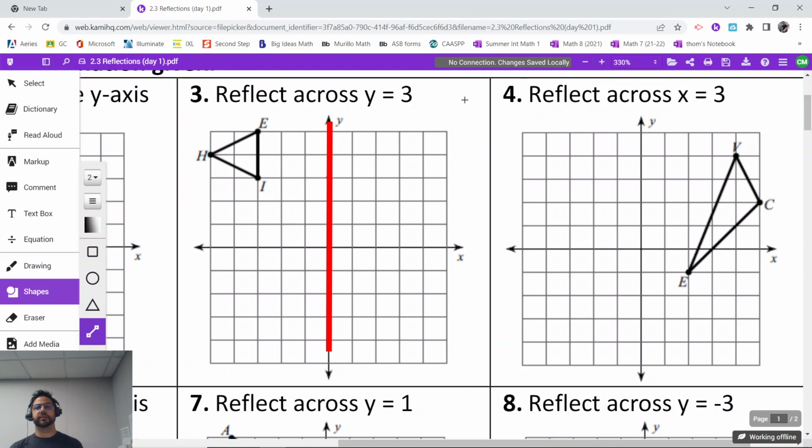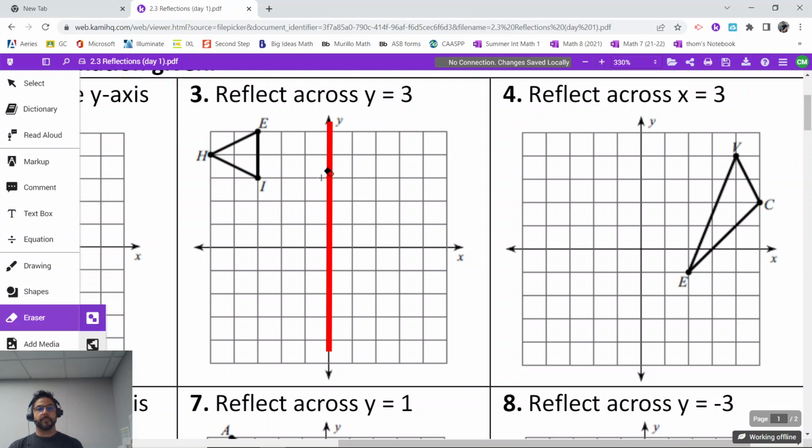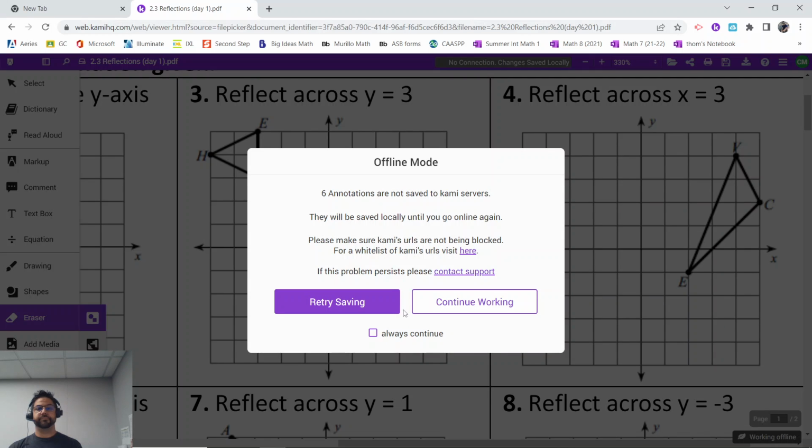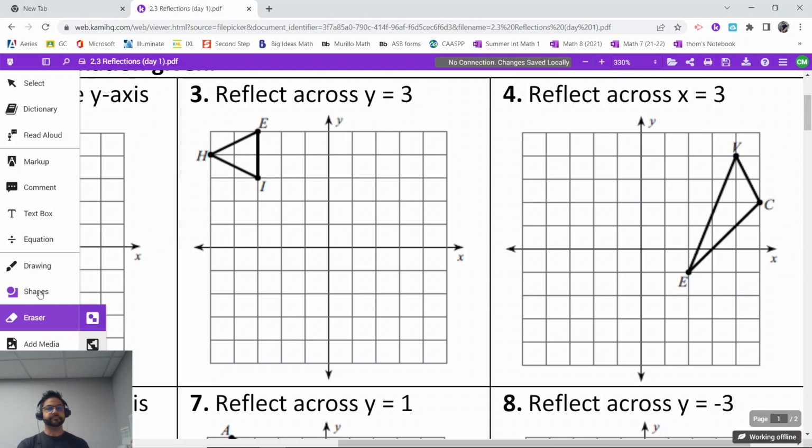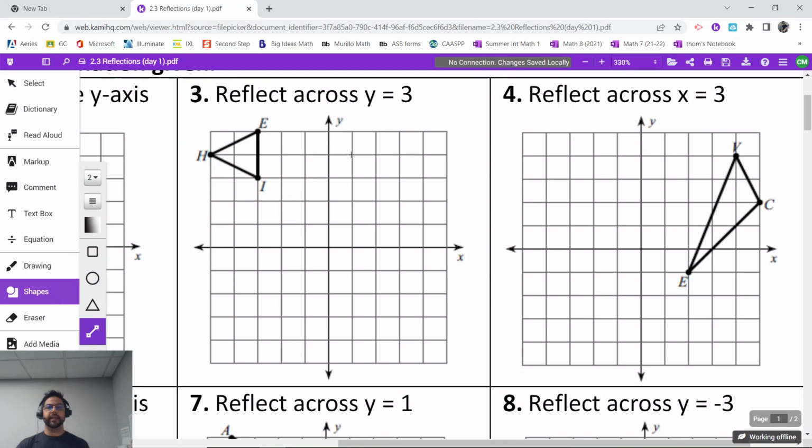Let's see if they'll let me undo it. That's silly. All right, so again, it was here, and it was not vertical, sorry, and it has to be horizontal.